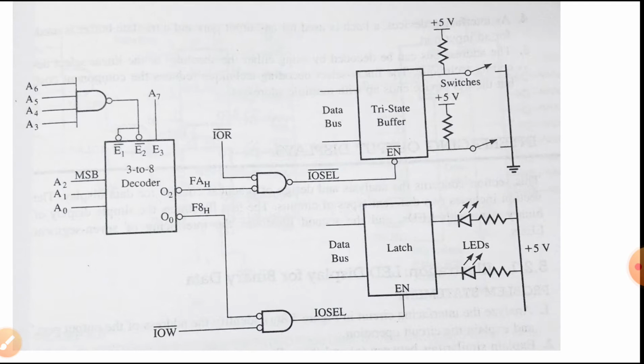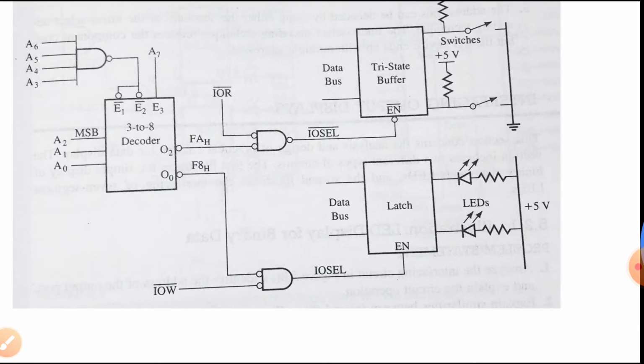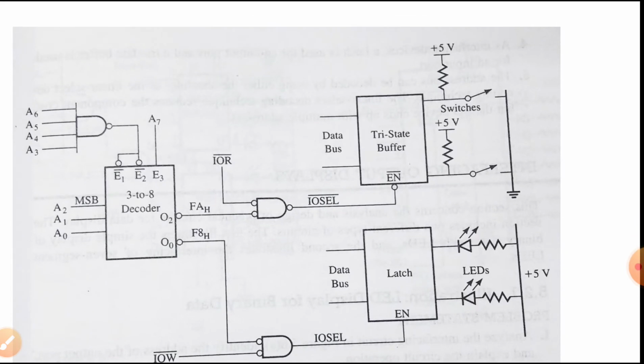Similarly, the 8238 decoder O2 output is connected with the tri-state buffer. So, it means the address of this particular device in which the switches are connected will depend on the value from A0 to A7. Now, the output is O2, so the value will be different from the value of O0. O0 means A0, A1 and A2 are 0, 0, 0, and O2 means the value is 0, 1, 1. So, depending upon that, the address of that port is F8.